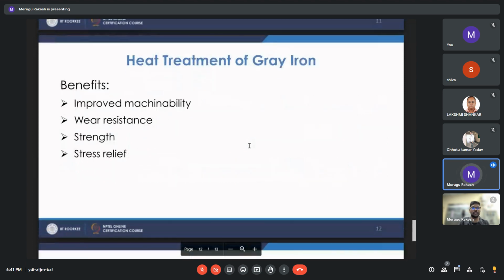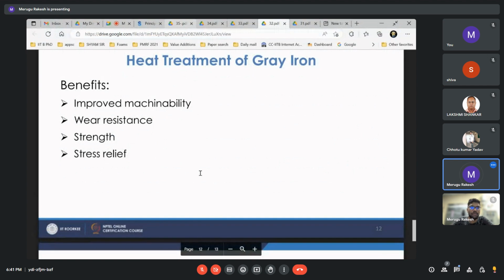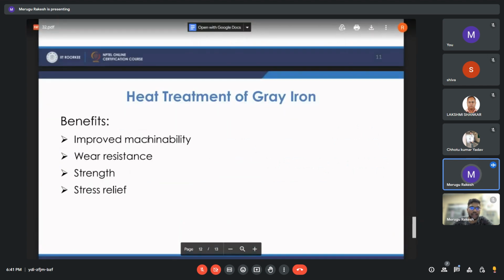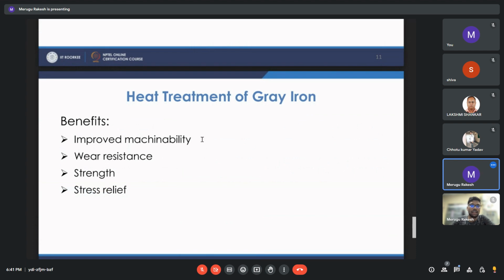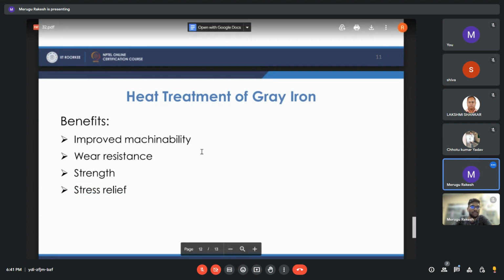Now some of the heat treatments. You already know the types of heat treatment that are available: one is annealing, then normalizing, and finally quenching. We select the suitable heat treatment. Annealing improves machinability, quenching improves wear resistance and strength, and we can get stress relief in annealing. These are the benefits of heat treatment of gray cast iron.